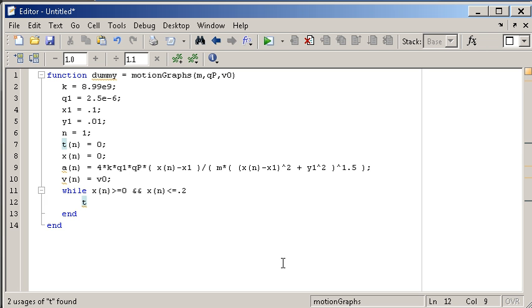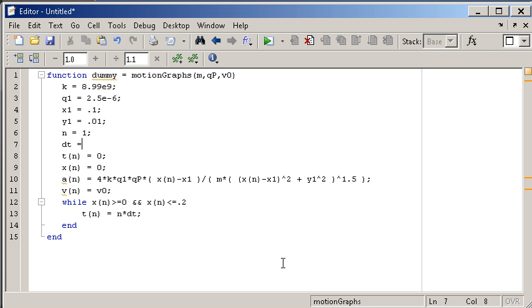So it's got to say t of n, so t sub n in my notes on the pencil and paper part is n times delta t. I'll just call it dt. And I haven't created a dt yet, so let's put dt equals 0.001, and that is something that I expect to have to play with. Probably have to reduce it. We'll see what the results look like. And then, I think that's wrong. n is equal to n plus 1. So I bump up n by 1.